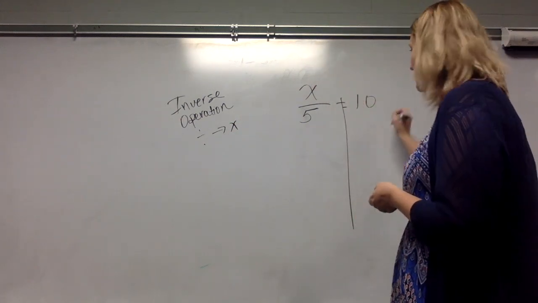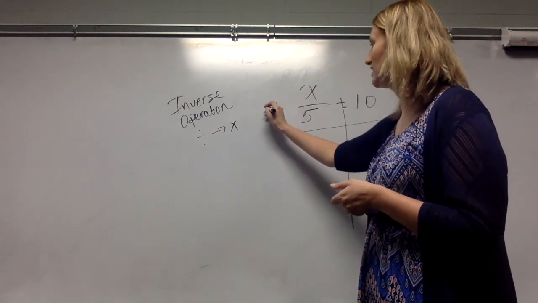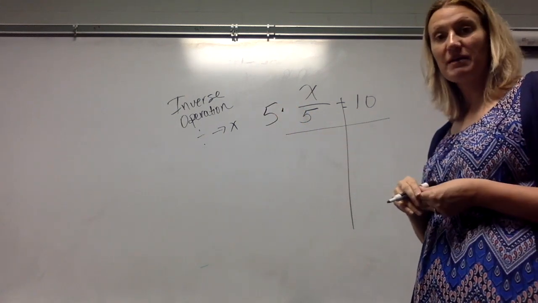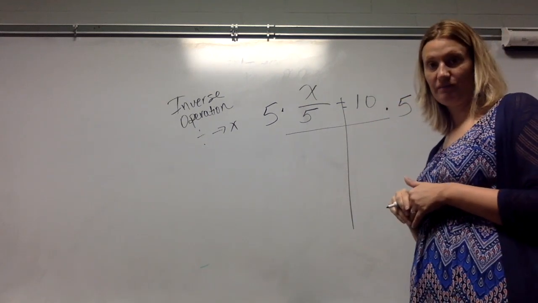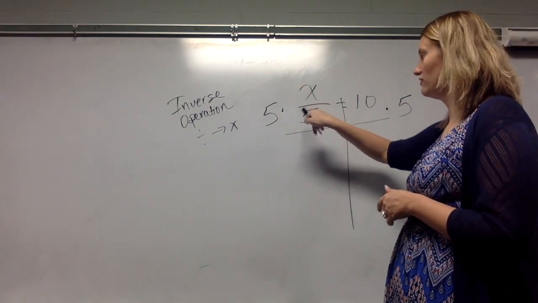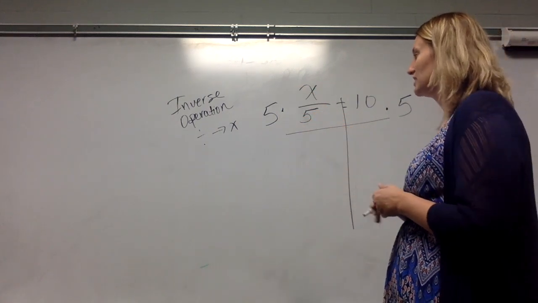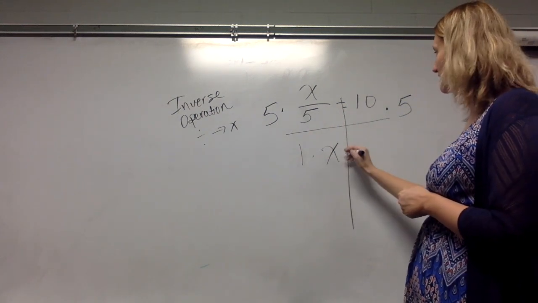So it's a balance scale. I need to multiply, I write it over to the side, multiply by 5, and to balance my scale, I need to multiply by 5 over here. Now, 5 times 1/5, or the division of 5 times 5, gives you that multiplicative identity of 1 times x.